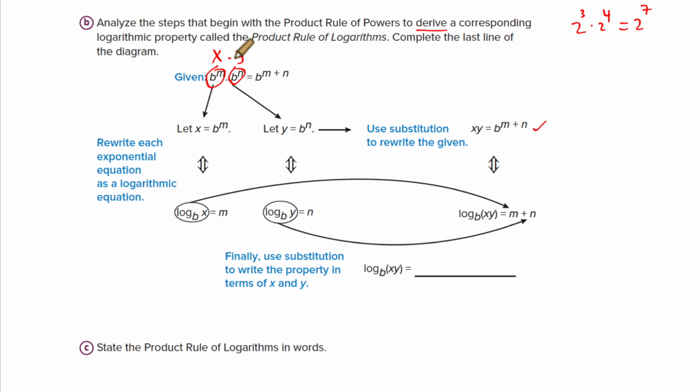Now I'm going to take each x and y and rewrite it in logarithmic form. If we let x equal b to the m, which is what we started with, I'm going to write that in logarithmic form as log base b of x. It's always equal to the exponent, so it equals m. So log base b of x equals m. That is taking this equation and just rewriting it in logarithmic form. And if I do the same thing to y, then it's log base b of y equals n. And that's where this equation comes from.